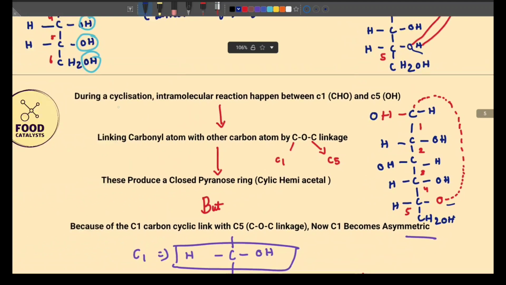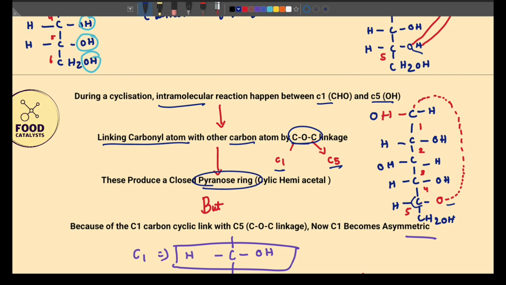So during cyclization, an intramolecular reaction happens between the C1 CHO and the C5 OH, linking the carbonyl carbon with the other carbon through a COC linkage. As you can see, this carbon is ultimately linked with the first carbon through an oxygen. This is called a COC linkage. The first carbon and the fifth carbon have been linked through an oxygen. This produces a closed ring that we call a pyranose ring, or cyclic hemiacetal. We have already seen it is a cyclic hemiacetal. But why pyranose ring?